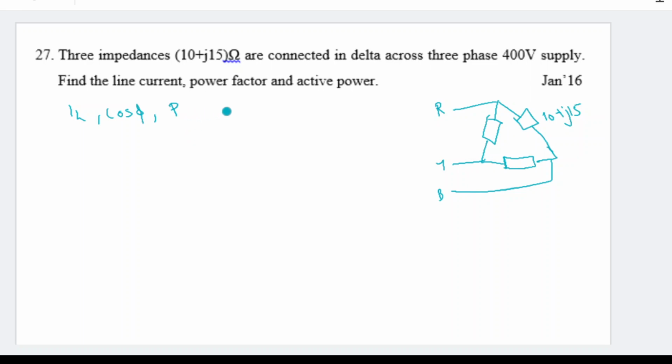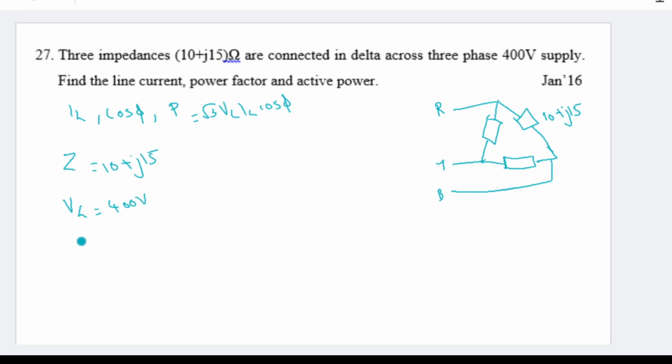What will be the active power? Active power is equal to root 3 VL IL cos phi. In order to find this, we have to find cos phi and IL, because VL is given. Z is given as 10 plus j15, the same for everywhere, and the supply voltage VL is equal to 400 volt. Please pause the video and go for the solution. After completing it, come back to the video.